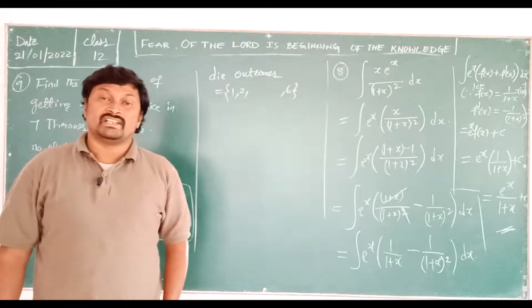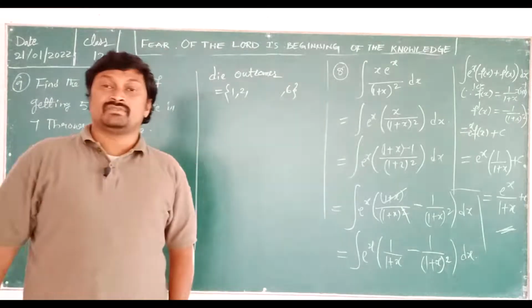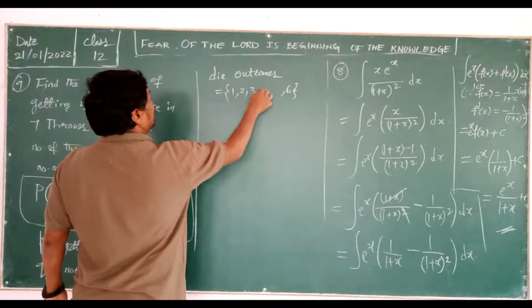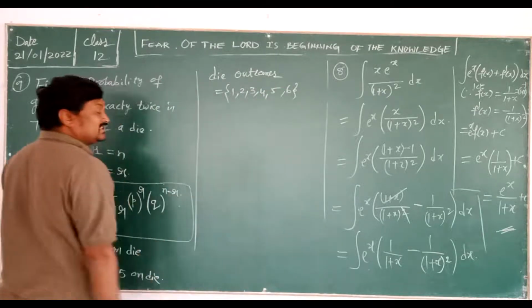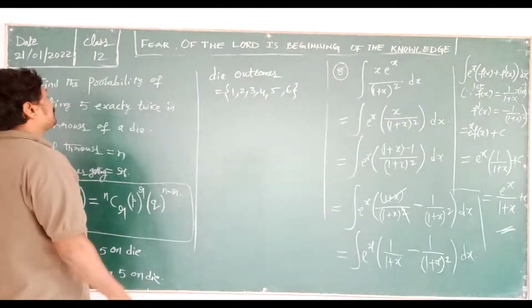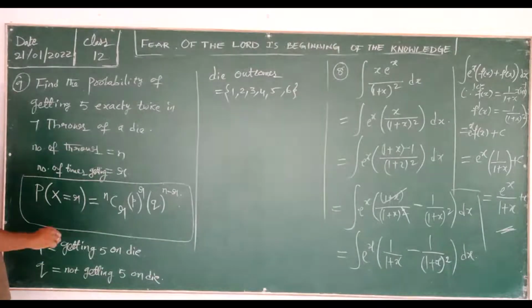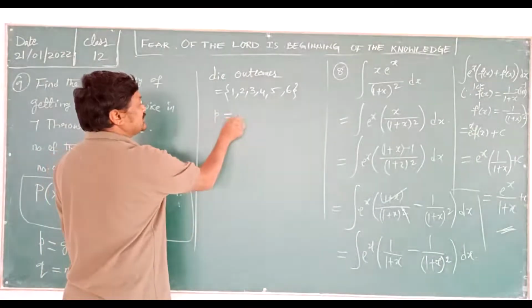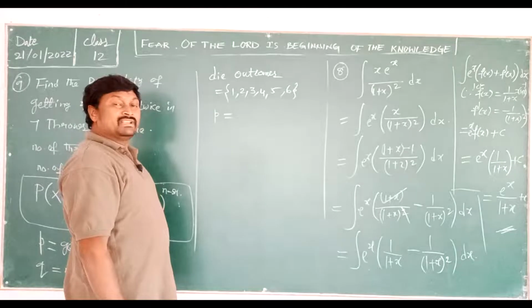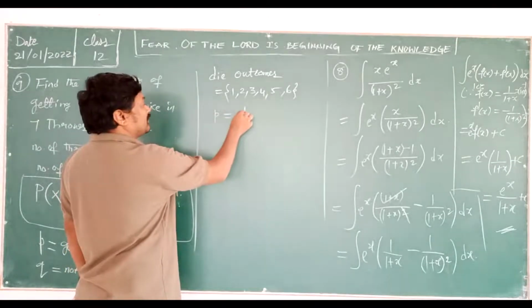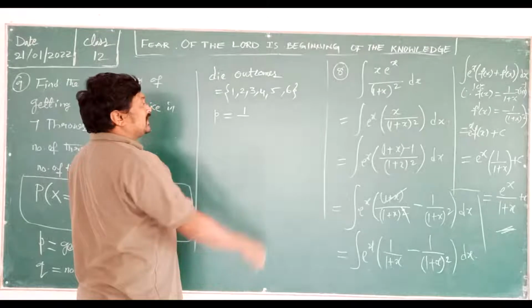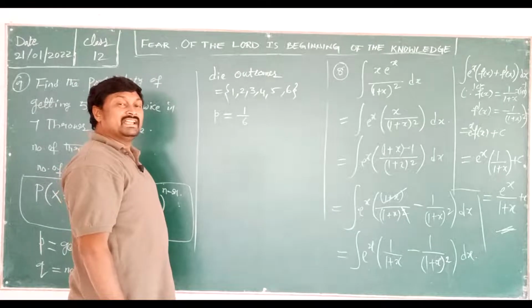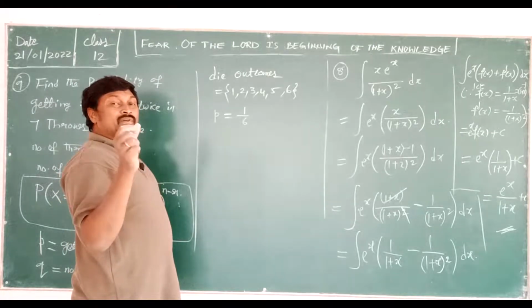Very good. Now Garima Singh has written 1, 2, 3, 4, 5, 6. Yes, you are correct, so thumbs up for you. These are the die outcomes: 1, 2, 3, 4, 5, 6. Now, what is the probability of getting 5 on the die? How many times will 5 come? Only one time. So the favorable outcomes is 1, and the total number of outcomes is 6. So 1 upon 6 is the probability of getting 5 on the die.